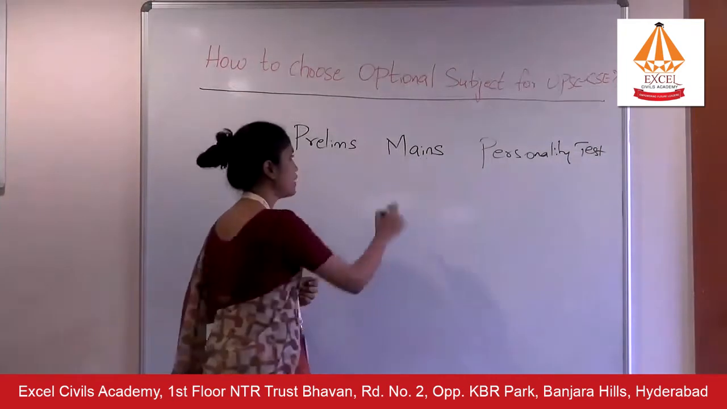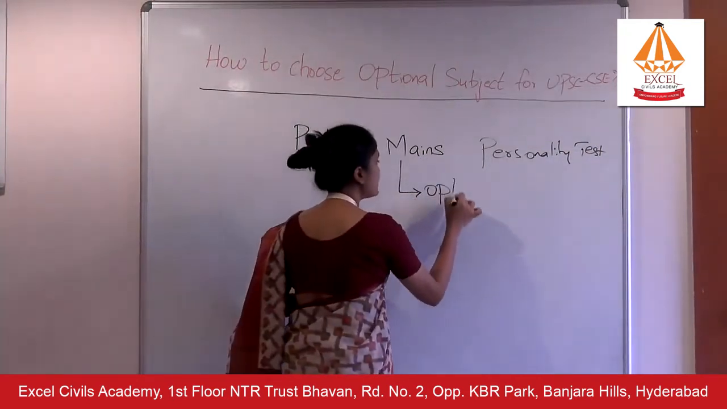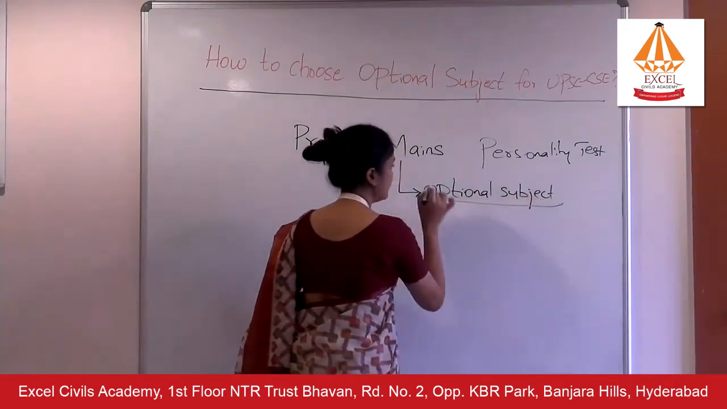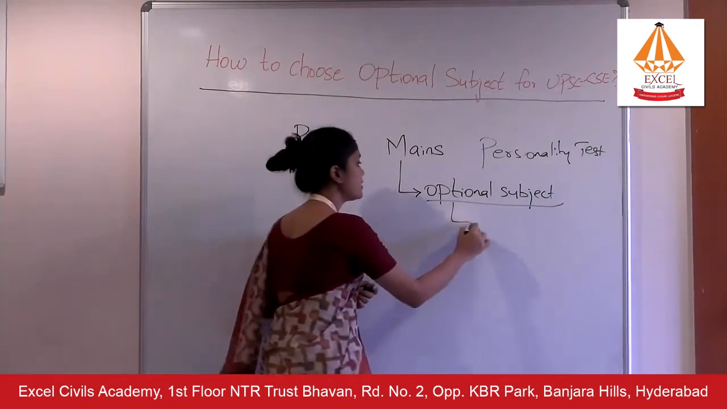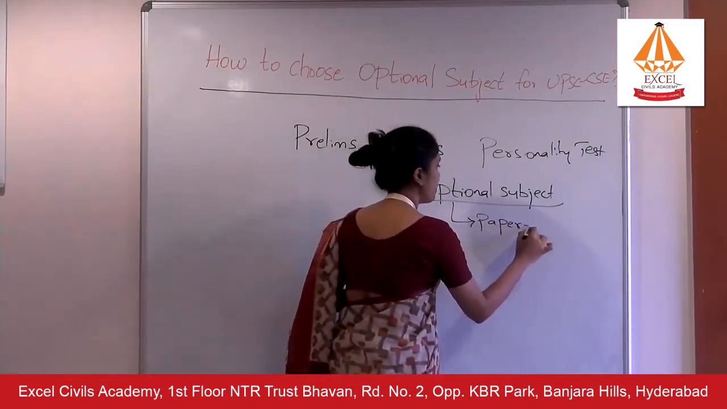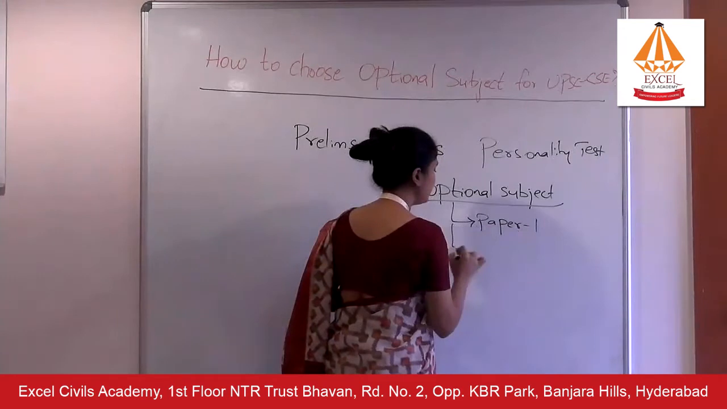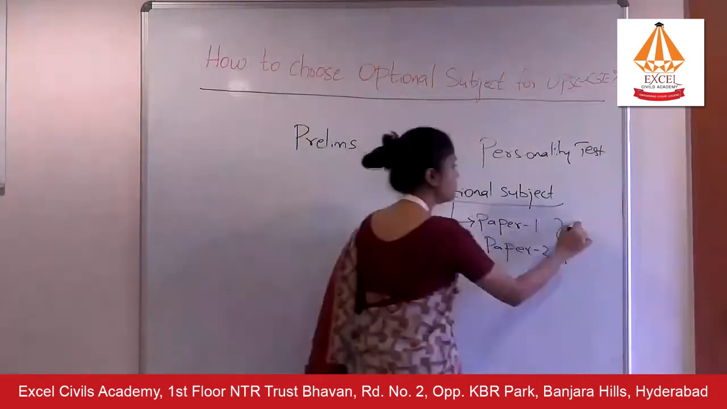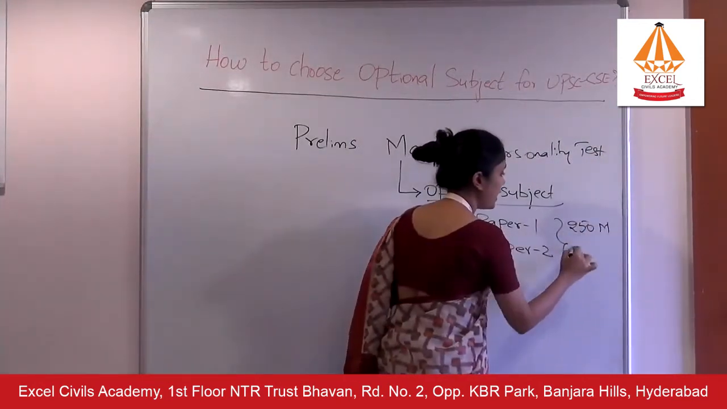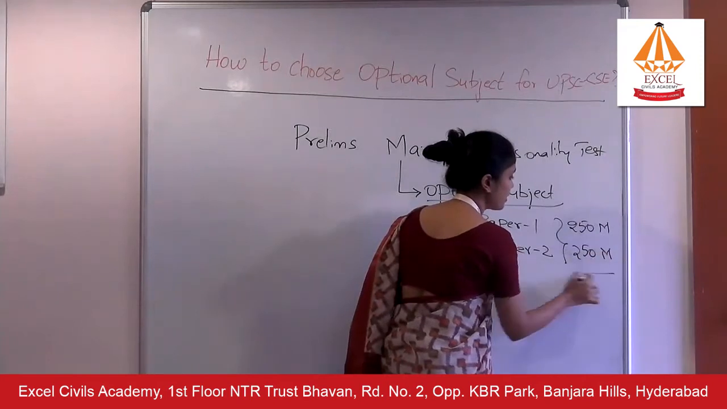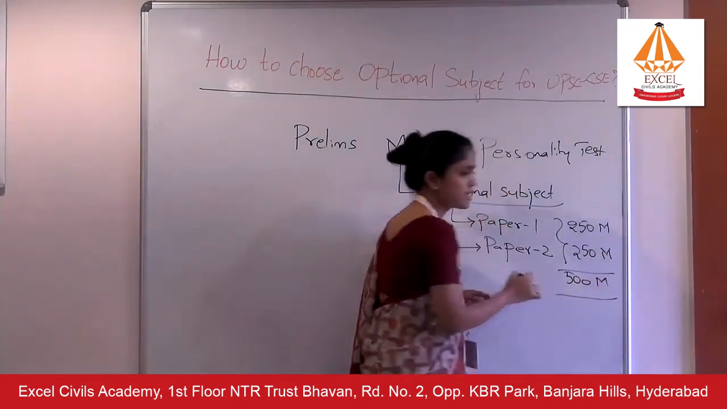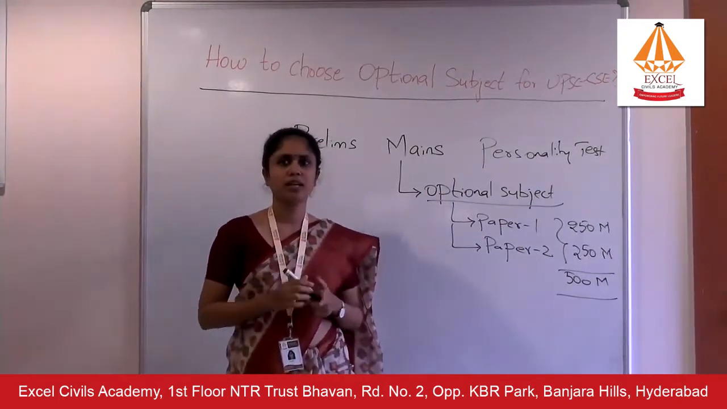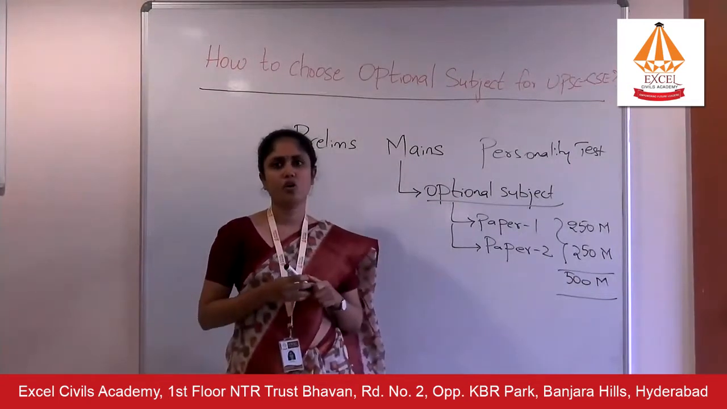Now, within the mains examination, you have to choose one optional subject, which again has two papers: Paper 1 and Paper 2. Paper 1 carries 250 marks and Paper 2 carries 250 marks. So in total, 500 marks are allotted to optional subjects in the UPSC mains examination. This is just to give a brief idea of optional subjects.